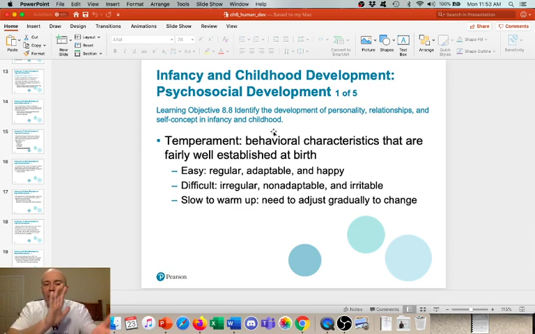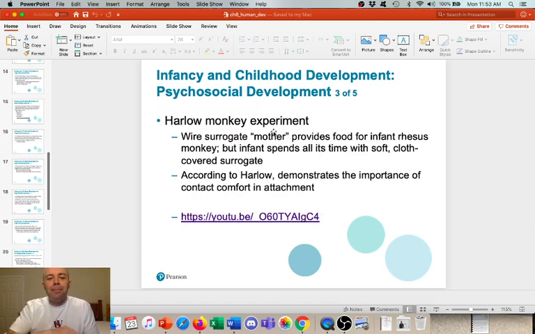So temperament is something you're born with. It's the initial part of your psychosocial development. But what about how temperament, which is biological, what you're born with, interacts with how people interact with you? We used to think for a long time, when it comes to infants, or humans really, that there are three basic needs: food, water, sex. You've probably heard that before.